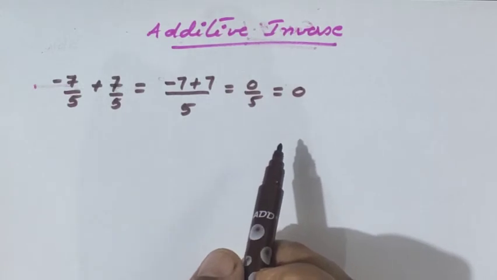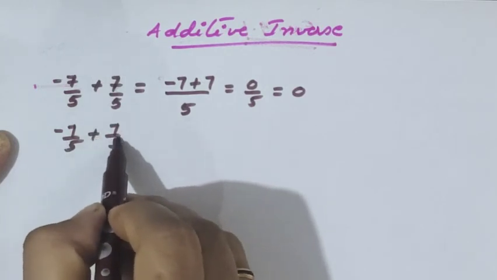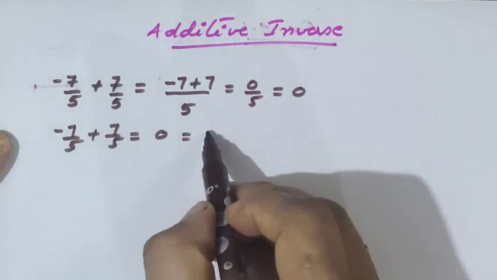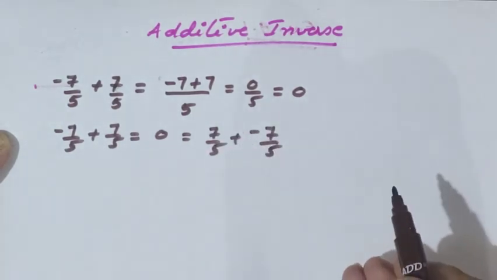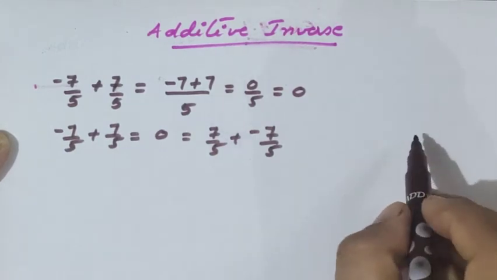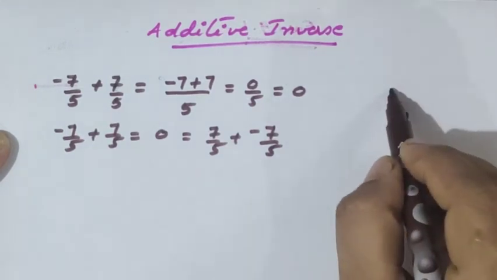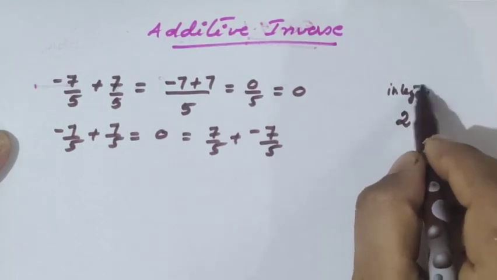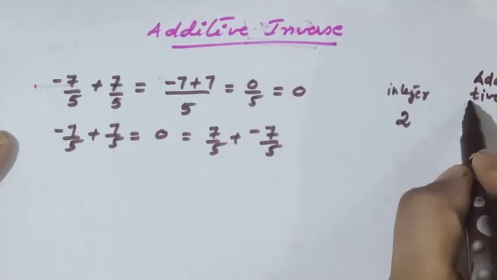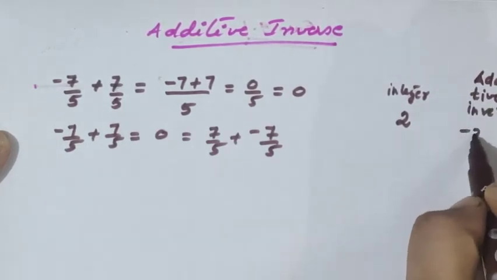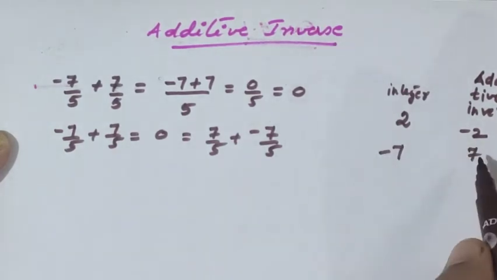Now we get the same way. If I write minus 7 by 5 plus 7 by 5 equal to 0, and again I write the first number 7 by 5 plus minus 7 by 5, still we are going to get 0 only. So when you studied the integer chapter, you studied that if 2 is taken, then the additive inverse of the integer is minus 2. That means if we take minus 7, the additive inverse will be 7. That means we are changing the sign.